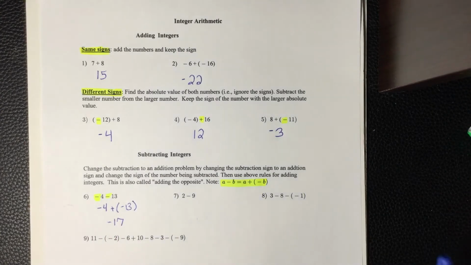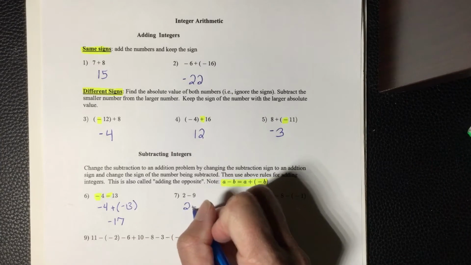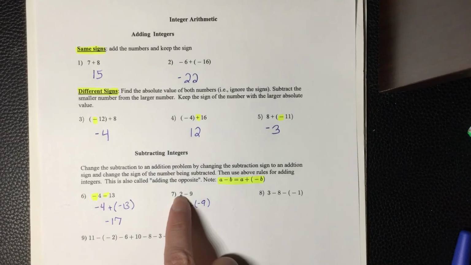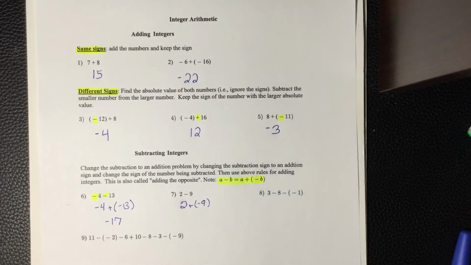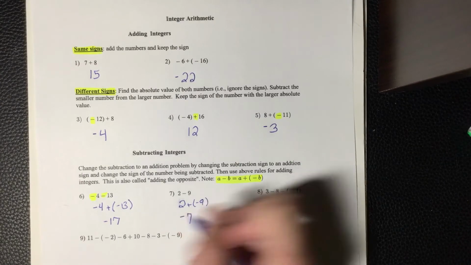-17. So 2 minus 9, I can think of that as 2 plus -9. Or I can just look at what's in front of the number. Here's a plus, so I don't really see it, but I know it's there. A plus and a minus, so those are different. Anytime the signs are different, we subtract. The difference between 9 and 2 is 7. 9's bigger, so I keep the sign.